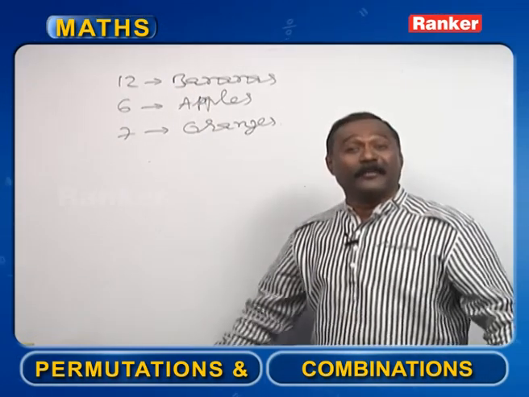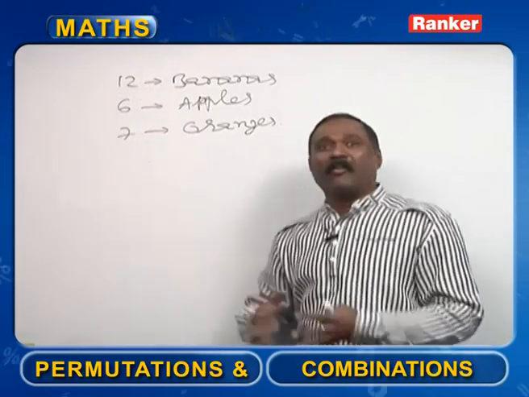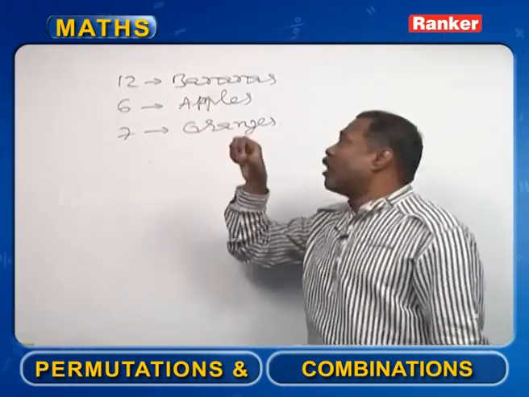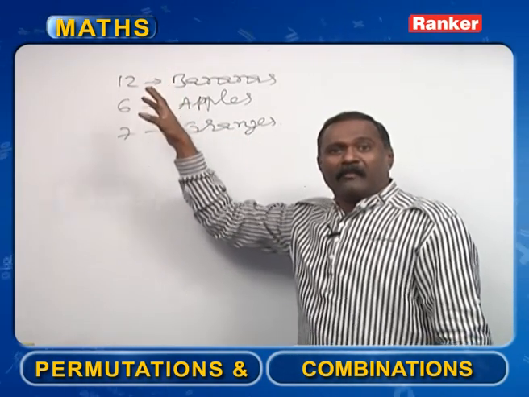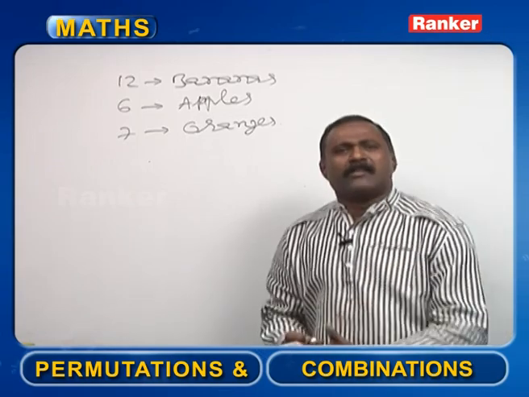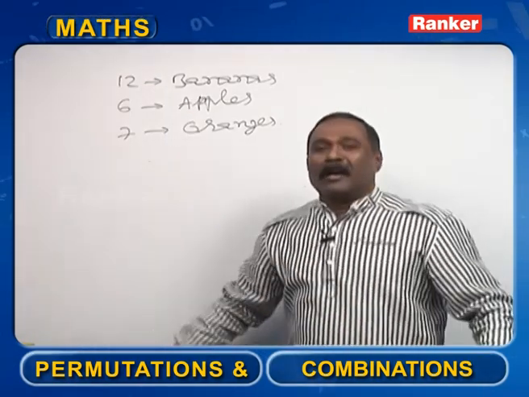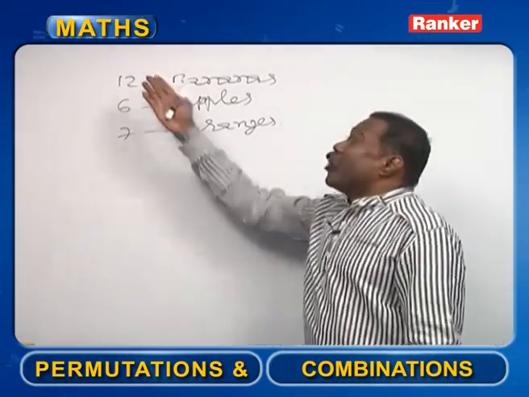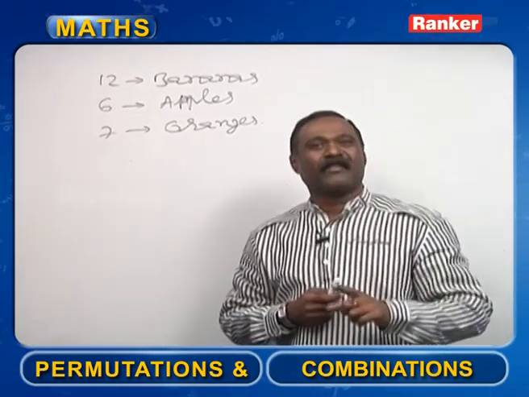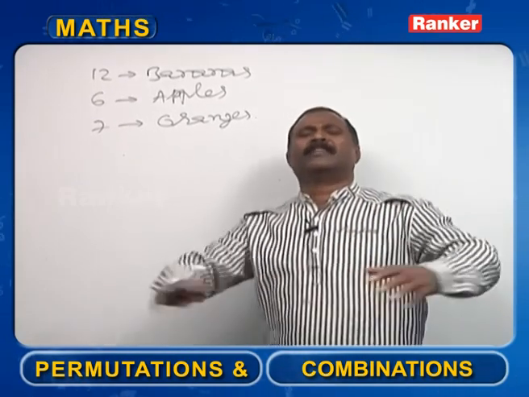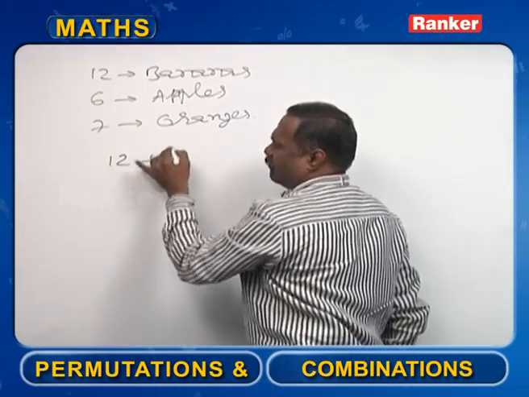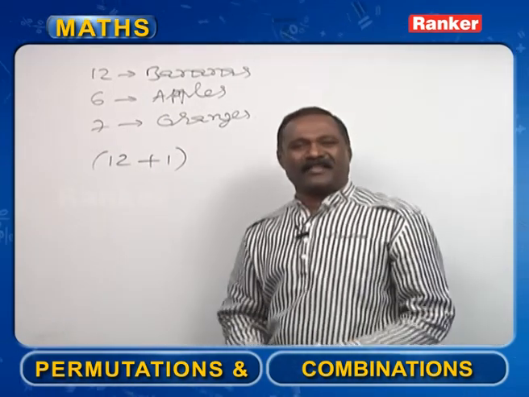So how many are there totally? 1 to 12 options are there. You can take 1 or 2 or 3 or 4 or so on up to 12. If you are a girl, more conscious about your calories, then you never take a banana. Then how many options are there? 12 plus 1 options. What is that plus 1? Avoiding banana. So, the first operation can be performed in how many different ways? 12 plus 1 different ways.